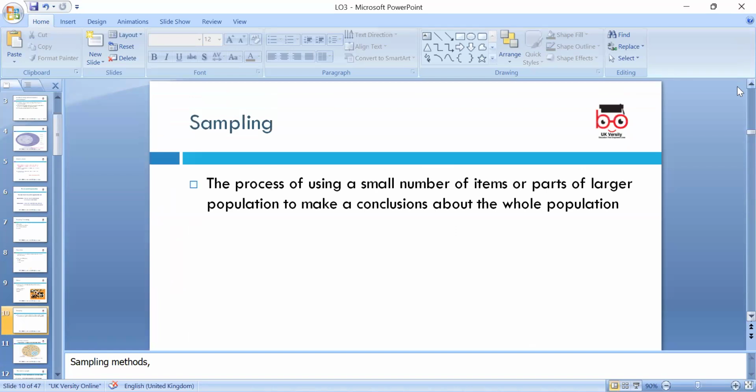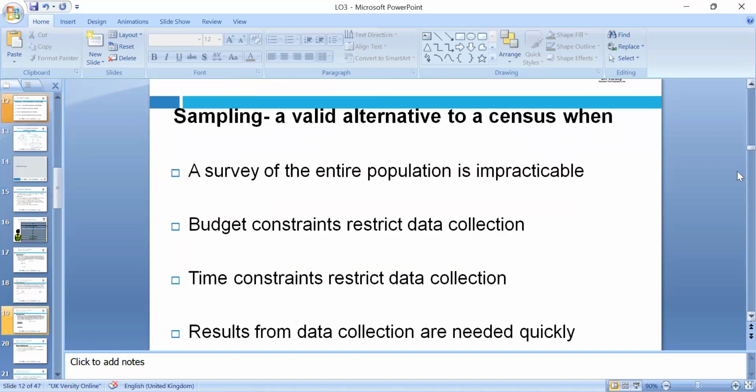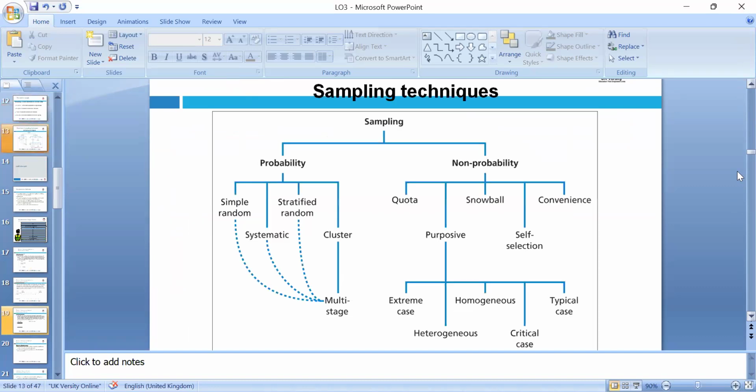The process of using a small number of items as part of the larger population to make a conclusion about the whole population is sampling. As I mentioned, we use a sample because of budget, time, and data, so it can be collected quickly. Okay, so let's quickly cover sampling.